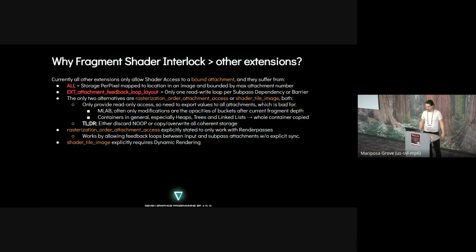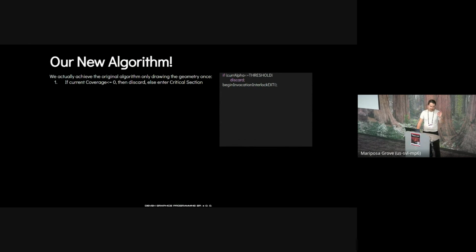And rasterization order attachment access works with render passes, not with dynamic rendering, and shader tile image works only with dynamic rendering. So, fragment shader interlock is really something else.